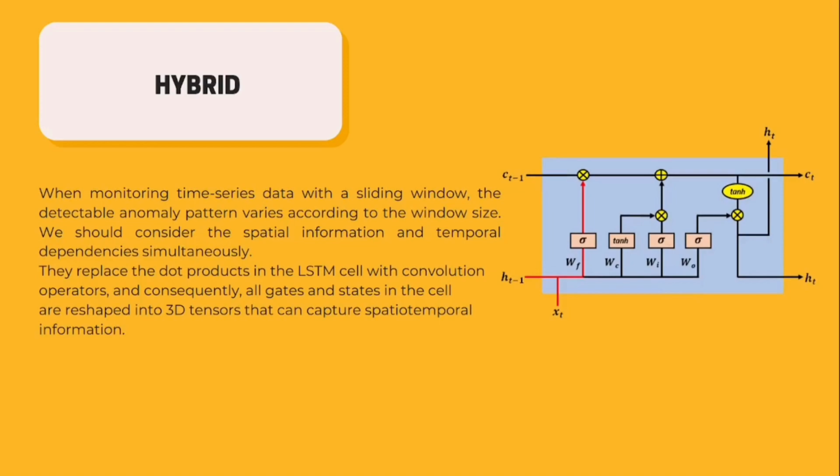Moving on to the hybrid methods. In hybrid methods, we generally use LSTM based methods. In LSTM, we replace the dot products with the convolutional operators, and all gates and states in the cell are reshaped to a 3D tensor. And then it is able to model the context very easily.